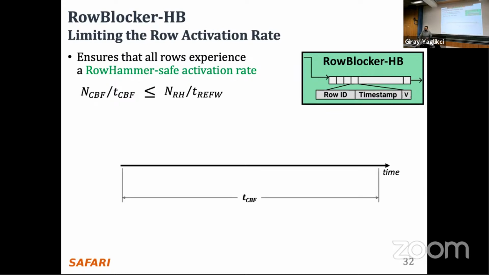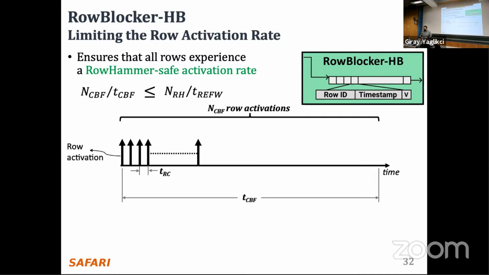And to sustain that, we have a timeline here as wide as a Bloom filter's lifetime, and we can fit NCBF row activations here. Let's see how this delay logic works based on this history buffer. We have very frequent row activations. In the worst case, we can have a row activation at every tRC time, and this is specified by the DRAM standards.